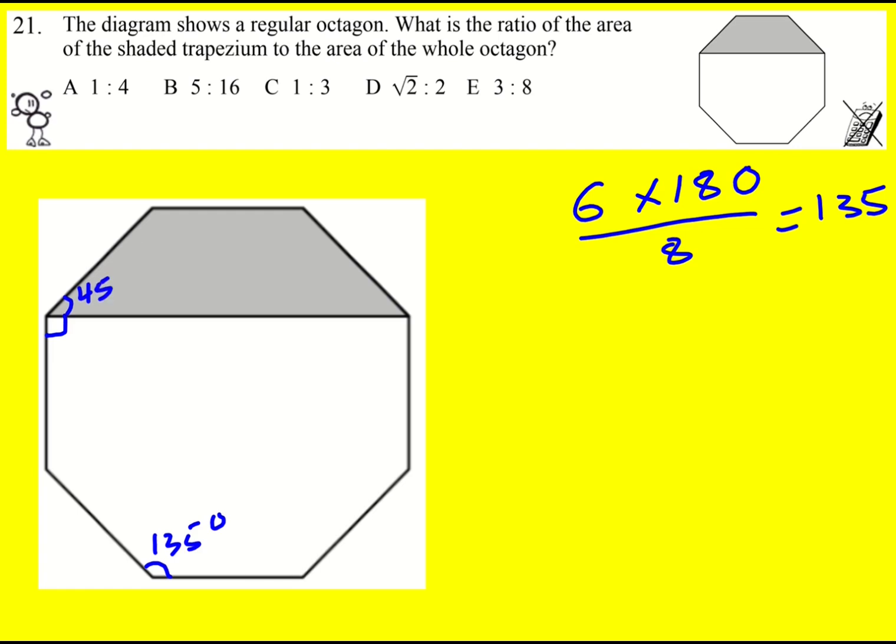And what we'll get if we start drawing lines down the regular octagon, splitting it into isosceles triangles, this would be 90, so this will be 45. So it's a right-angled isosceles triangle. There's actually going to be 4 of them.